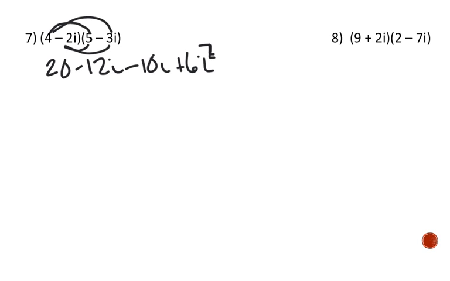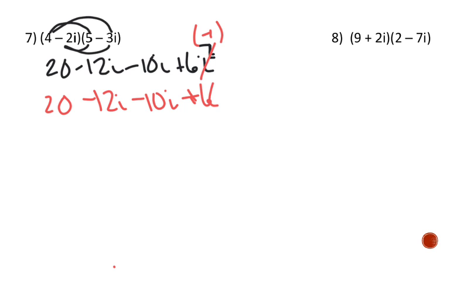So now we're going to simplify. So this i squared once again becomes negative 1. So this is the same thing as 20 minus 12i minus 10i plus 6 times negative 1. But this 6 times negative 1 is just a negative 6. So I'm going to bring everything else down here.